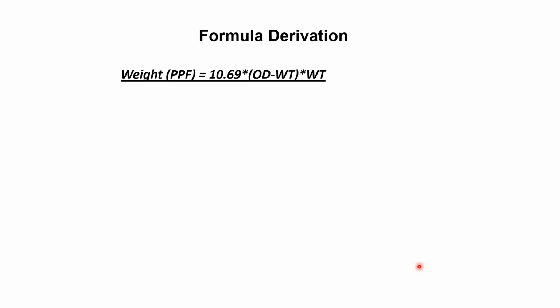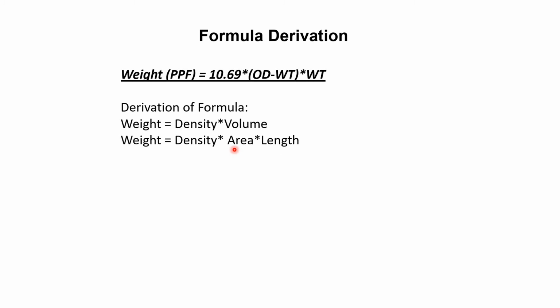Now let's see how we derived this formula. The derivation is based on the fundamental formula that weight is equal to density into volume, or we can say density is equal to weight per unit volume. So weight is equal to density times volume, and volume is actually area multiplied by length. We just rearrange the formula and put the length over the weight. So weight per unit length is equal to density multiplied by area.